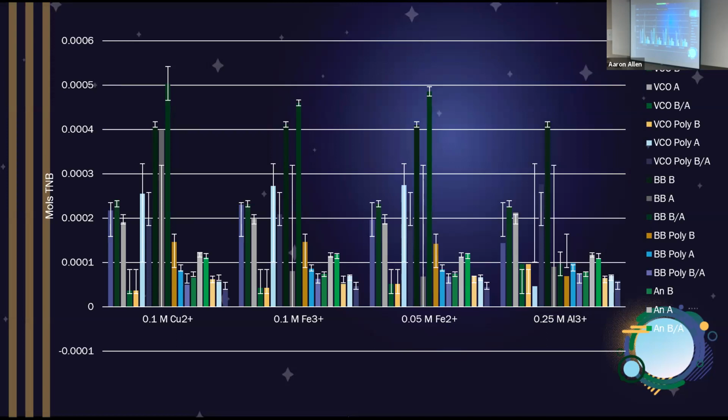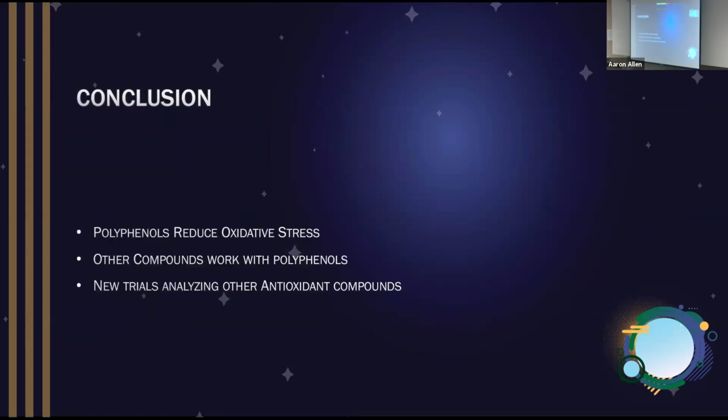Now, the different metals, and Cassidy's research that kind of showed this too, is that they work best on the iron metals, but the copper and aluminum, they're a lot lower. So from this conclusion, I took that the polyphenols do help reduce oxidative stress. However, there wasn't as much activity as just the virgin coconut oil by itself, or just the other plant materials by itself. Something else is acting with the polyphenols to help reduce oxidative stress in these cells.